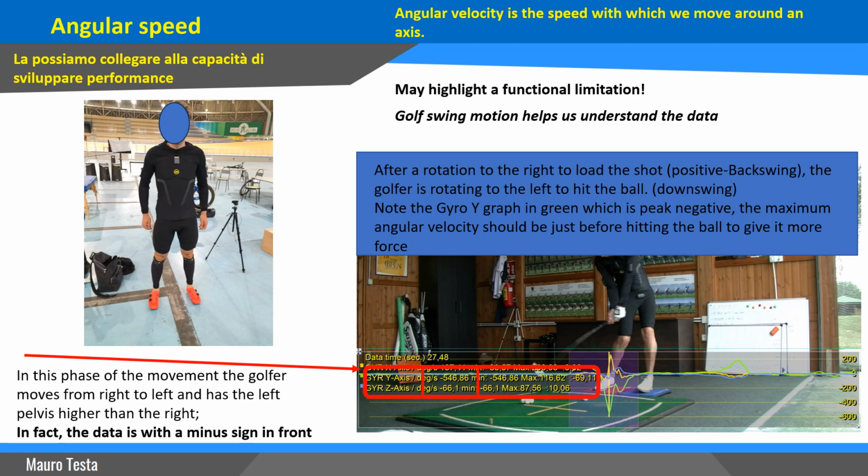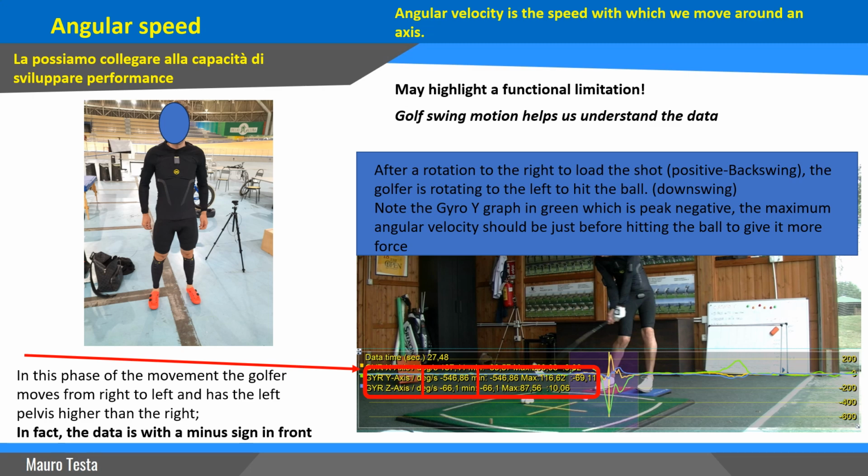For instance, in the downswing, we expect that the athlete hits the ball in the moment in which he is able to reach the maximum angular speed. It is the green line, the green graph. So like you see, the moment of maximum expression of angular speed of the pelvis, in this case from the right to the left, has a negative sign, because negative sign represents the movement from the right to the left, and positive the opposite, from the left to the right.